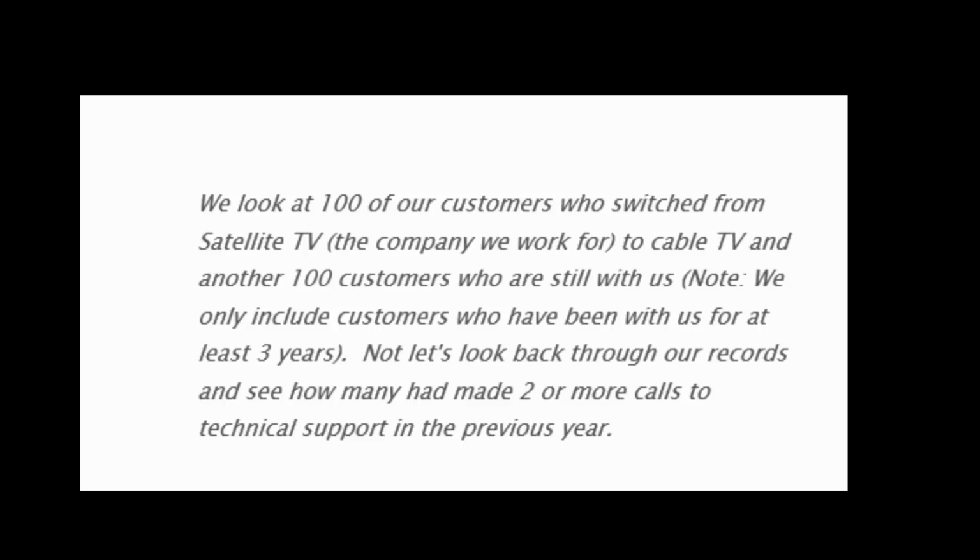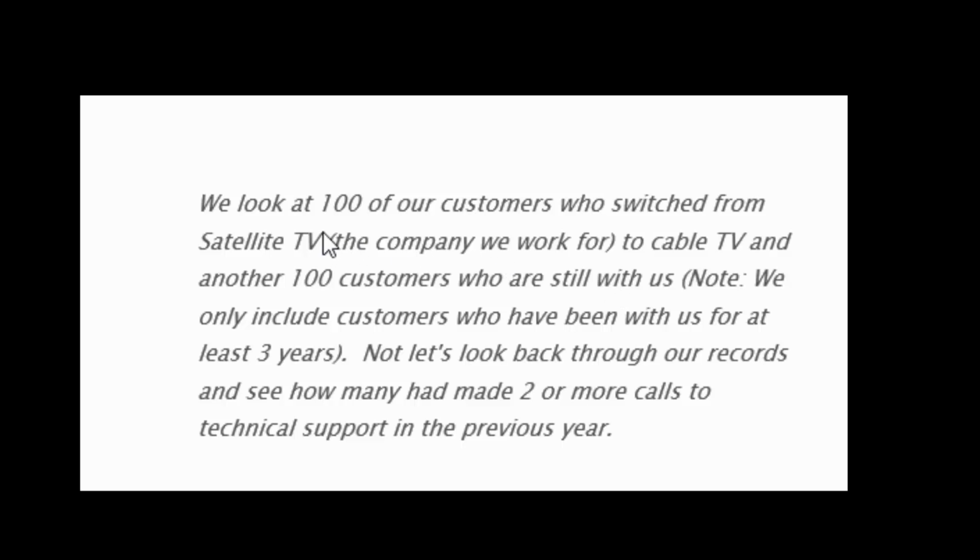Okay, in this problem, we're working for a satellite TV company, and we're looking at customers who have either switched to cable TV or have not. We're starting with the outcome. That is, we're looking at our customers, those that have left. That's our outcome. They've either left or they've stayed. We'll call that churn, which is just a marketing way of saying they left.